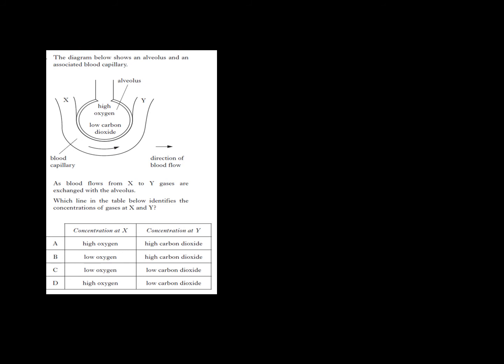So this is a question from an exam paper, so you can pause the video and try to answer it yourself first. So the diagram below shows an alveolus or air sac and its associated blood capillary. As the blood flows from X to Y, gases are exchanged with the alveolus. Which line in the table below identifies the concentration of gases at X and Y? So to answer these questions, you have to start off with the first part. So you'd start off with the X. So is X going to be a high concentration of oxygen or a low concentration of oxygen?